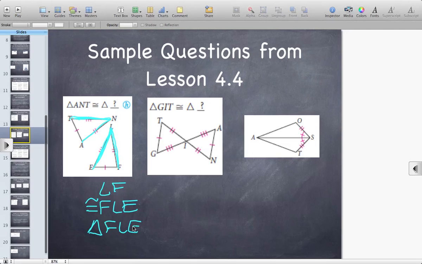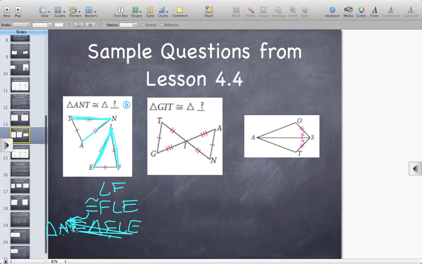So that now, looking at the sentence, I could say that angle A is congruent to angle F, and angle N is congruent to angle L, and angle T is congruent to angle E. Sorry, my marker is not cooperating. So that's why the order is important there.